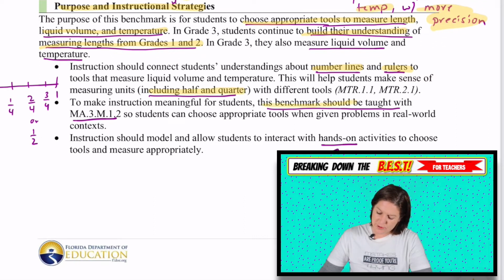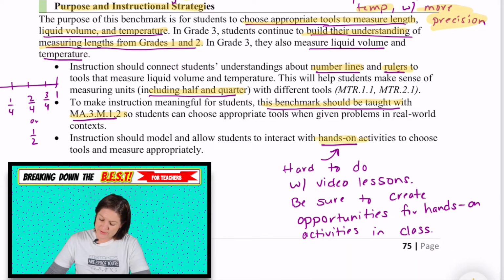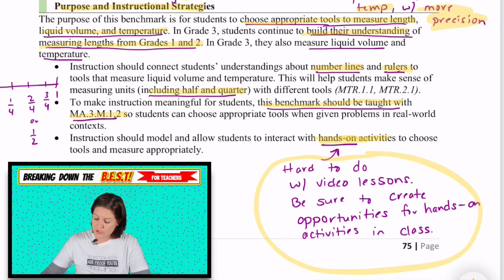And it says that this benchmark should be taught with the next one, 3.M.1.2. Notice right here it says that we should allow students to interact with hands-on activities. I wrote here that this is hard to do with video lessons, but we need to be sure to create opportunities for these hands-on activities in the classroom.